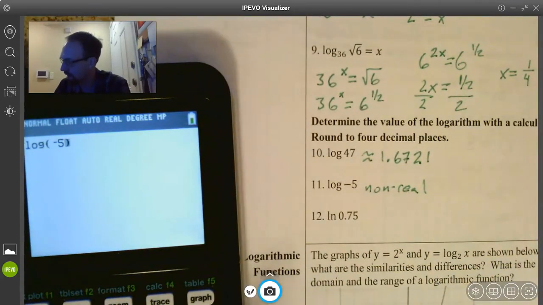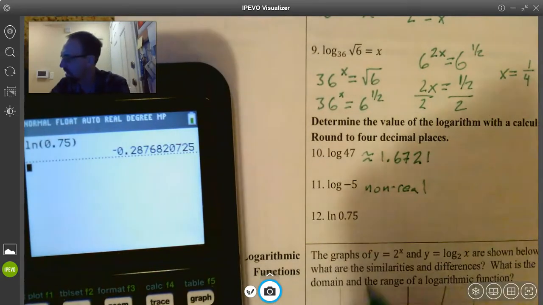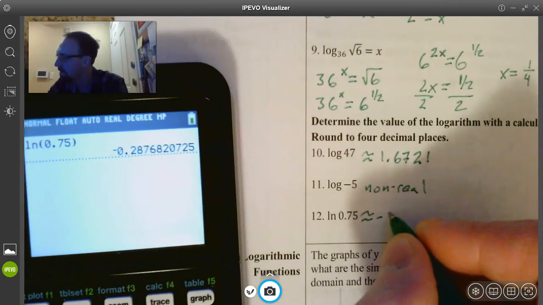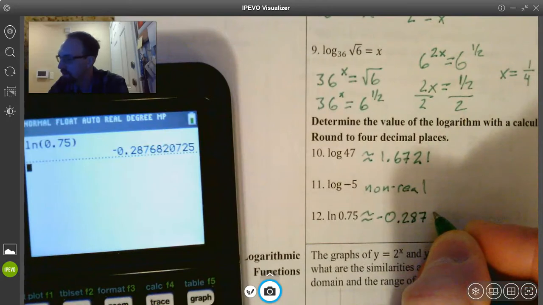And then the natural log of 0.75 gives me this. So that's -0.287. The next one's a 6, but the next one's an 8, so that rounds up to 7.